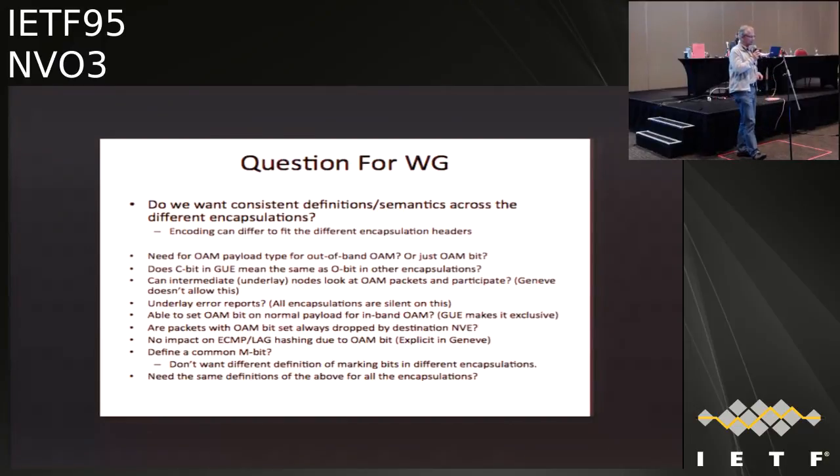Can we set the OAM bit on normal payload for in-band OAM, and what are the semantics? The Geneve spec says the control is control. It doesn't actually carry a regular payload packet, my understanding. Are packets with the OAM bit set always dropped by the destination NVE, or can they actually be forwarded towards the end system? Maybe I'll go through all of these first, and then we can have discussion at the mic. And we already talked about this, no impact on ECMP or LAG that Geneve makes explicit. We talked about the M bit, and I think that was it. So I was more or less done.